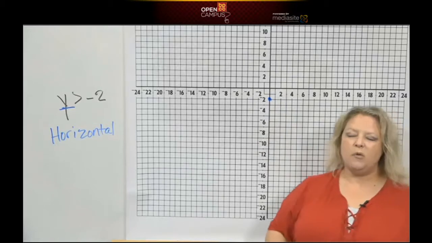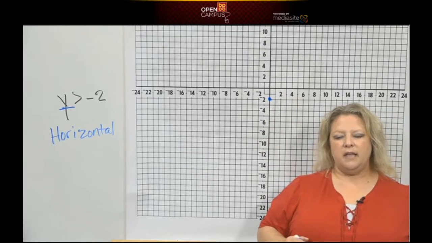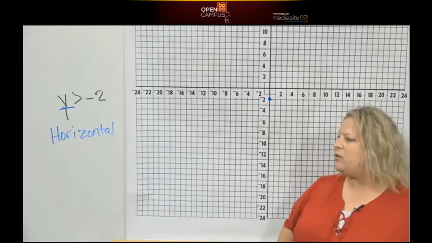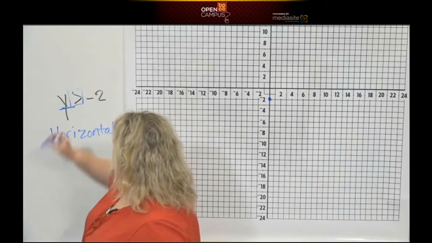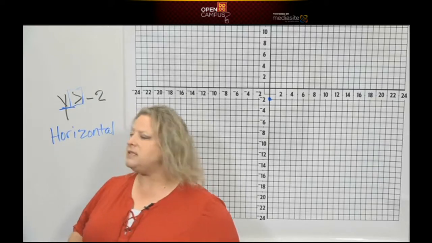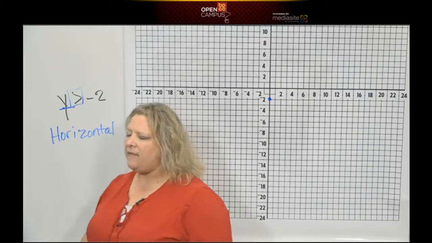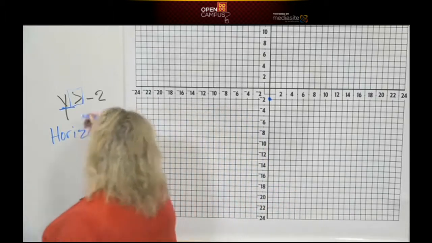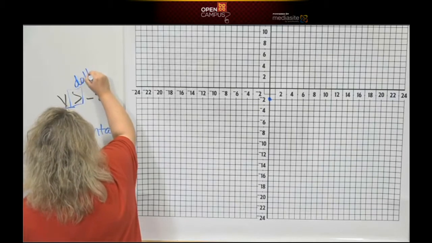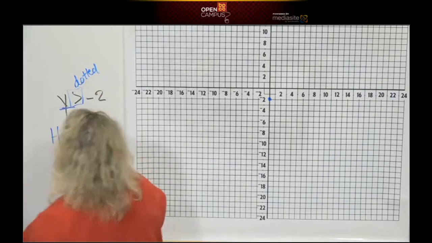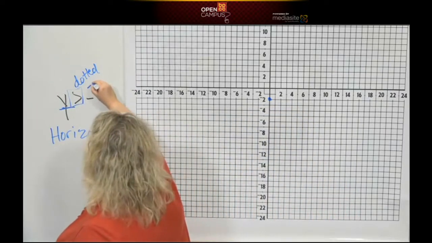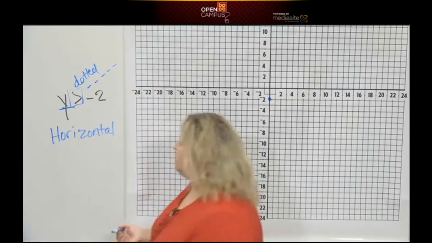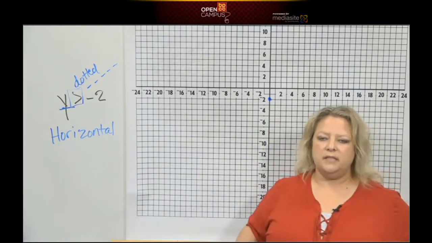And then we have to determine what kind of line it is. Is it a dotted line or a solid line? So remember, in order to do that, I look over here at this inequality sign. My inequality sign is just greater than. It doesn't have an equal to underneath it. So because it does not, this is what we say as dotted. Some people call it broken. Some people call it dashed. It looks like this. I call it dotted just because I feel like you're making dots with the line.